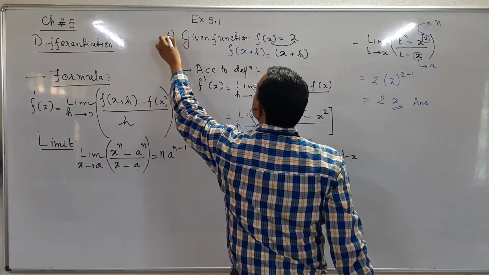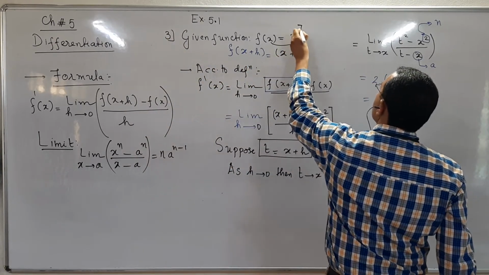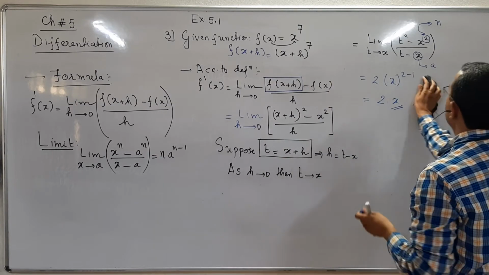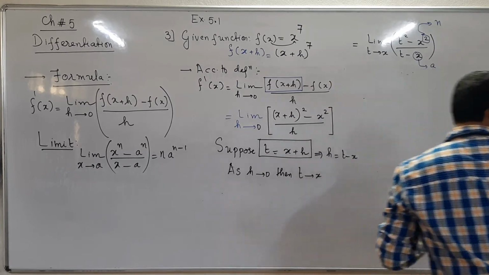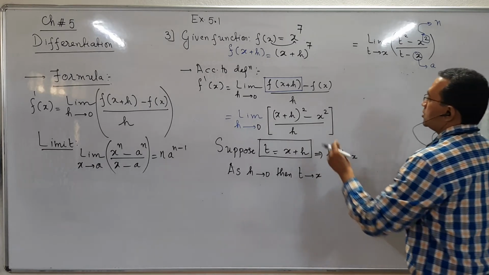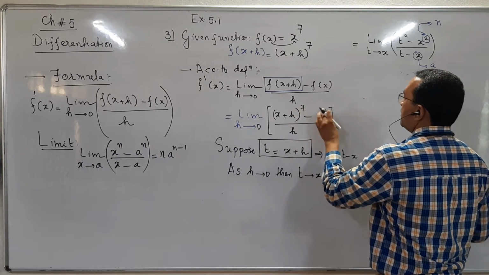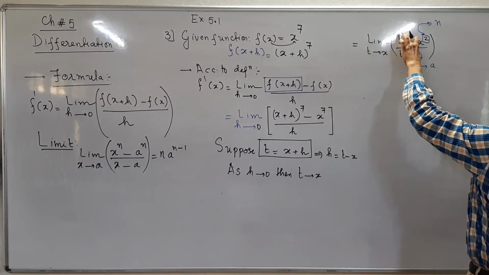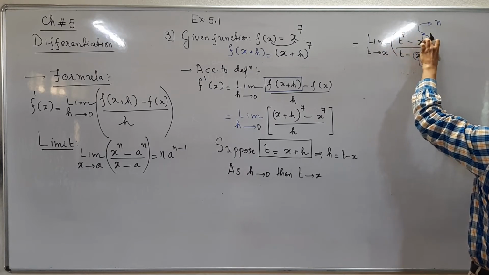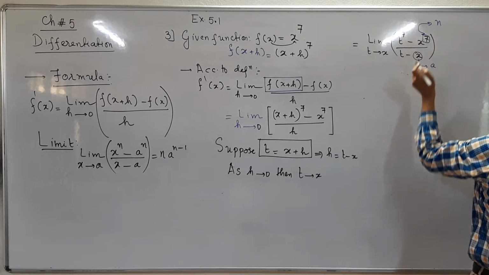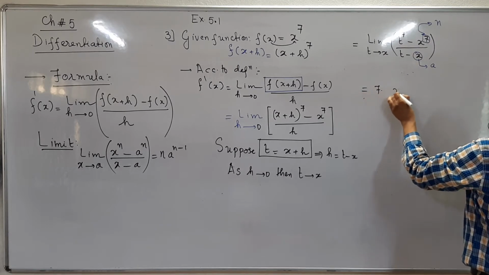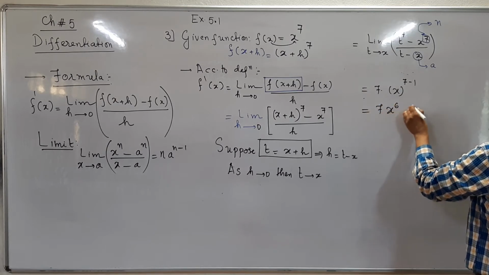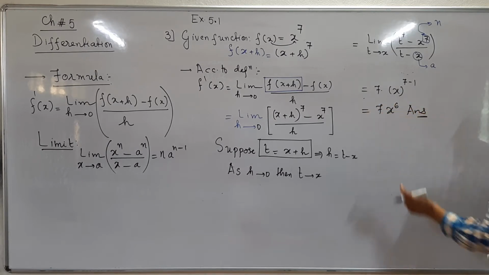Our function is x raised to 7. So this is x plus h raised to 7. Where I have to write 7, you should tell me, students, but you are not virtually present. So this 2 will be replaced by 7. This 2 will be replaced by 7. So my answer is 7 x raised to 7 minus 1. So the answer is 7 x raised to 6.